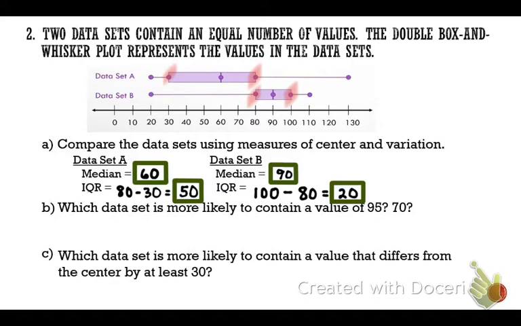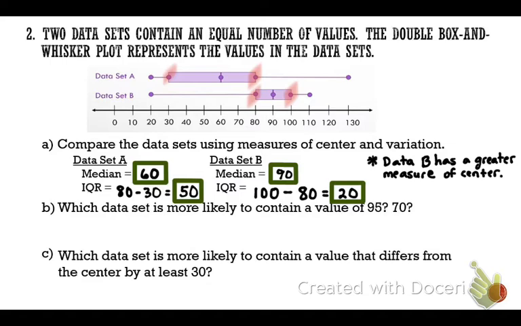Which one has the greater median, A or B? B. What is the median for B? 90. What is the median for A? 60. So I want you to write this. Data B has a greater measure of what? Median. What's another name for the median? A measure of center.